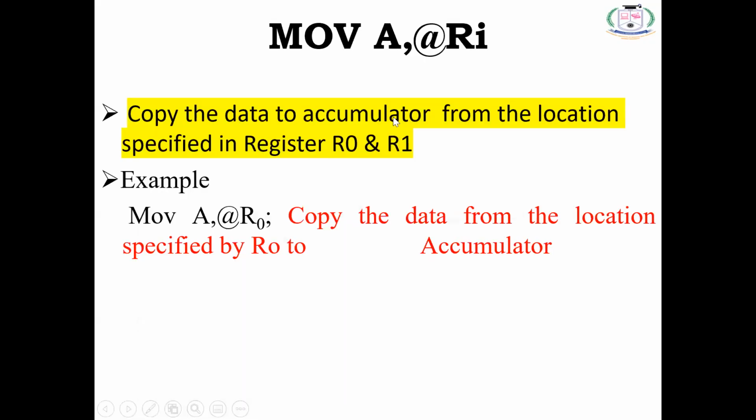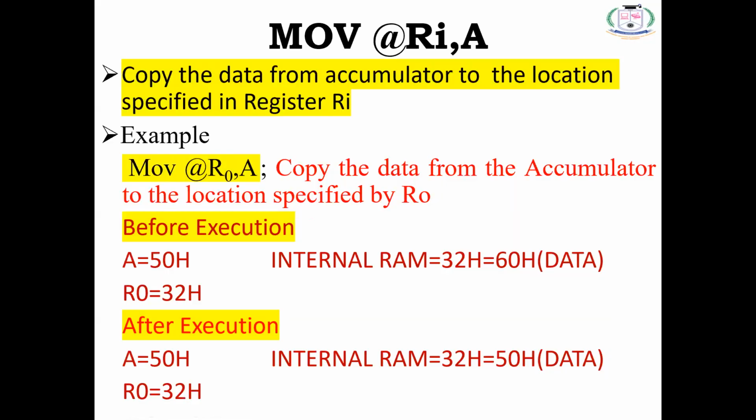So MOV A, @R0 means copy the data to the accumulator from the location specified in register R0 or R1. So I can use MOV A, @R0 or MOV A, @R1. Are you clear? So this is the best example of indirect addressing mode. Previously, we have seen the hash (#) in direct addressing mode. Okay.